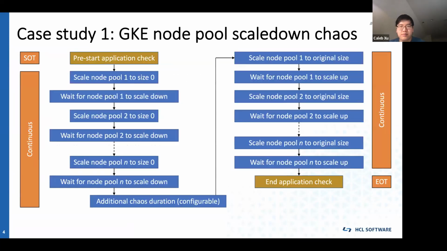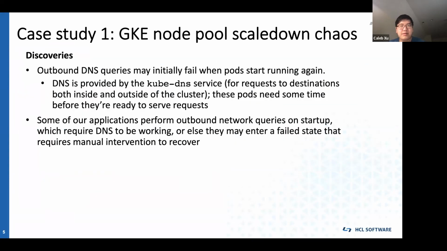From scaling the node pools up and down, we did find some discoveries. We found that when those nodes are coming back up, outbound DNS queries may initially fail for a little bit. We investigated further. DNS is provided by the kube DNS service, a set of pods in the kube system namespace that routes DNS traffic for destinations both inside and outside the cluster. And it takes some time for those pods to get ready.